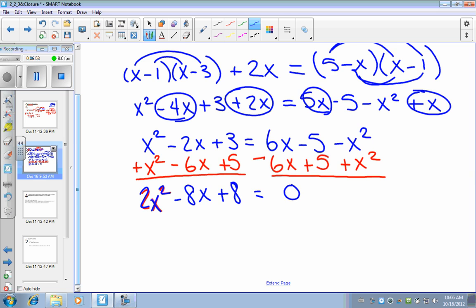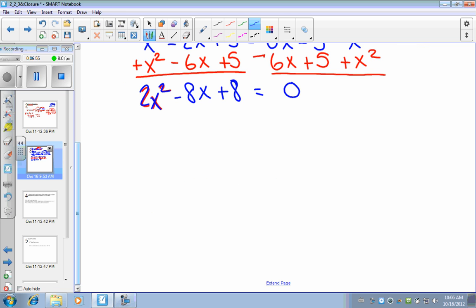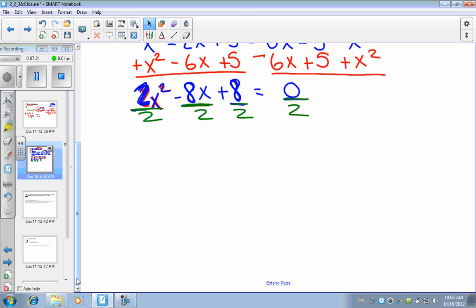Now you could factor it or use the quadratic formula at this point. A is 2, B is negative 8, C is positive 8. But what I'm noticing is that these 4 things all have a common factor of 2. So I could take all of these terms and divide by 2 without changing the truth of the statement. So now I have x squared minus 4x plus 4 equals 0.